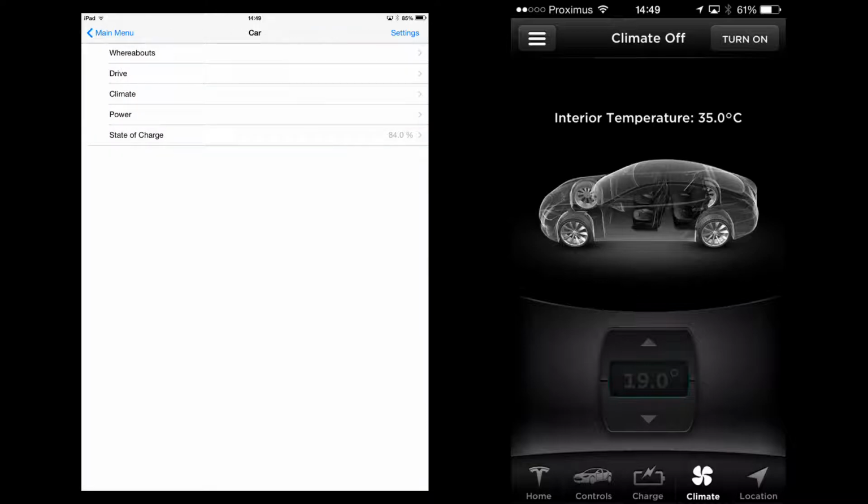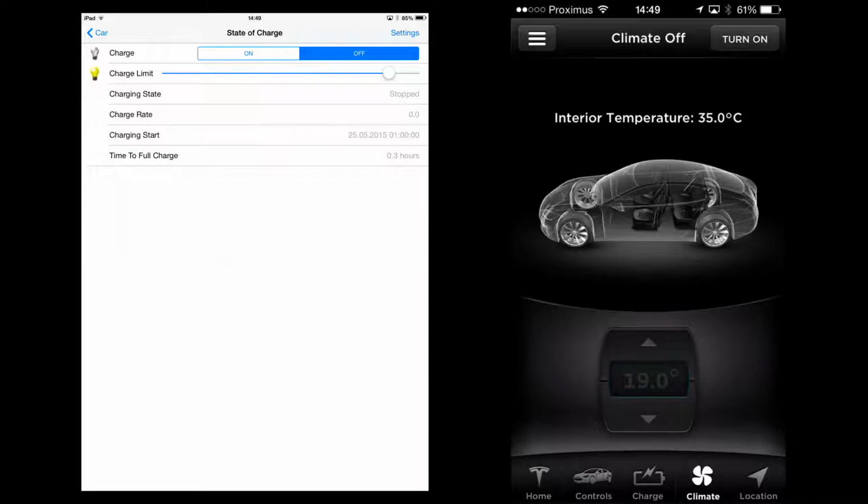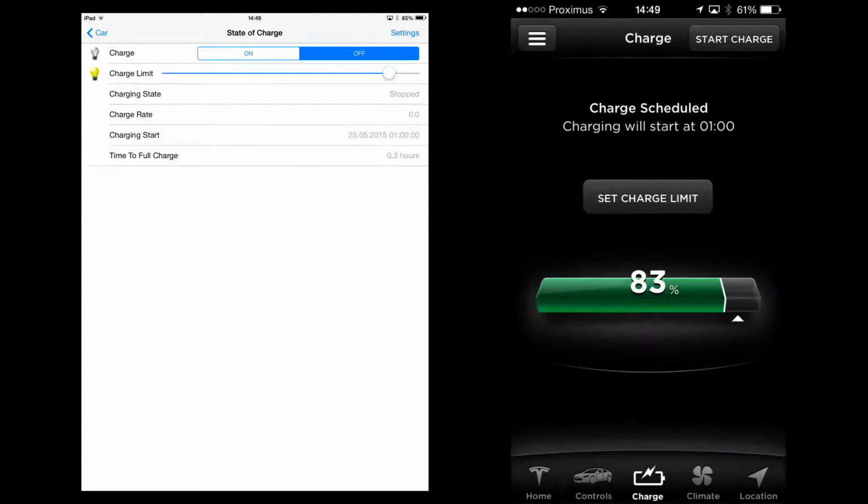You can also have all information related to charging, and we can also initiate charging from within openHAB. So when I switch on the charging, you can see that after a little while, the car is reacting and it is starting the charging process.